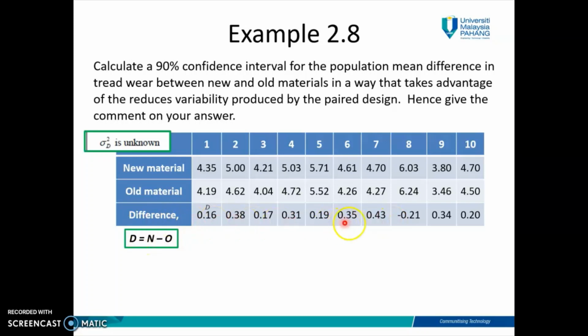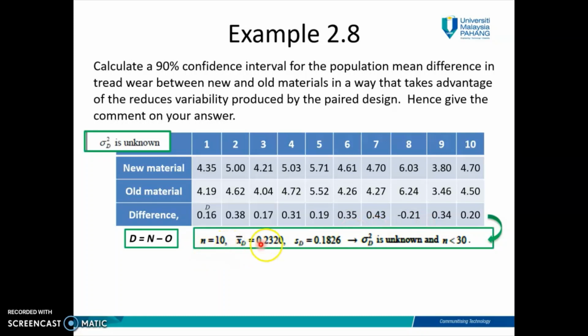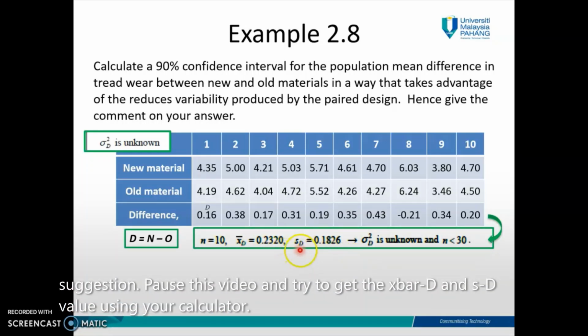So next, what do you do next? Okay, after you had calculated the differences between new and old material, now you can use these data values, input them into your calculator and then use the statistical features in your calculator to find sample mean and sample standard deviation. So X bar D and SD is actually the sample mean and sample standard deviation of the differences data. Yes, okay, this is how you calculate X bar D and SD from the data.